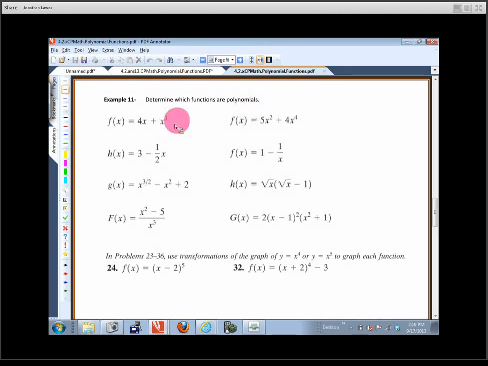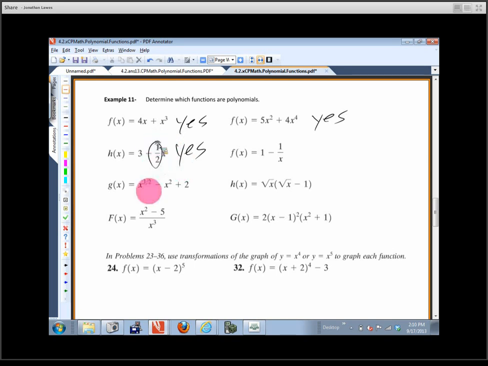Is that a polynomial? Yes. This? Yes. Parker says no. Anybody agree with Parker? You want to disagree with Parker? Corby disagrees. Josh disagrees. Jessica disagrees. Natalie. Okay. This one is a yes. It is a polynomial.